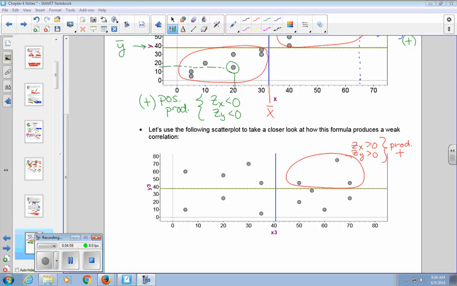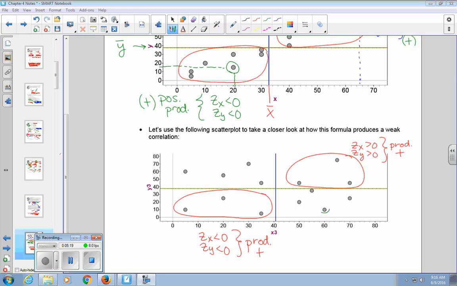Okay, and I'm going to do the same thing down here in the lower left because we just saw from above that those z-scores for the x and y coordinates were both going to be negative, below 0, which again gave you a product that was positive. Okay, but let's take a look at the other two areas of this graph, because we didn't do that yet.